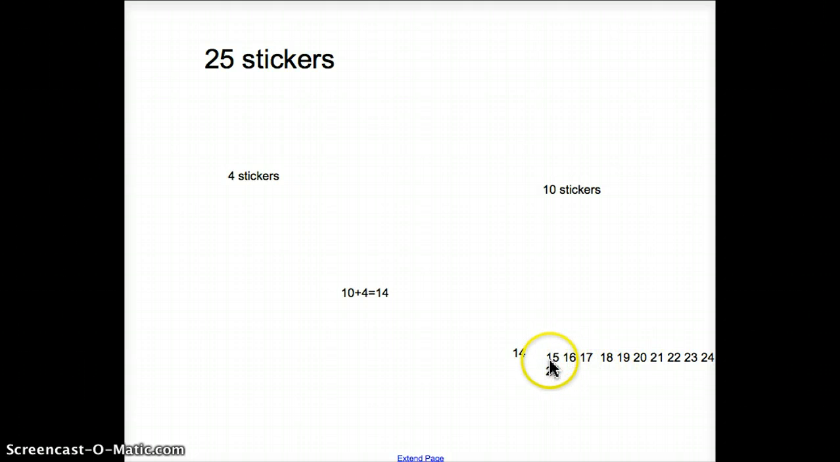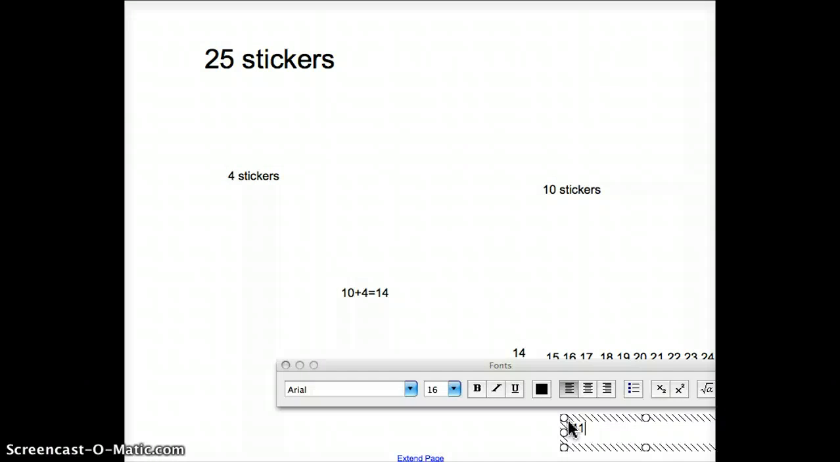Now I'm going to count the numbers to count how many numbers I counted up. 1, 2, 3, 4, 5, 6, 7, 8, 9, 10, 11. So my answer is, I counted up 14 to 25, and my answer was 11. I counted up 11, because that's how many stickers she got from her auntie.